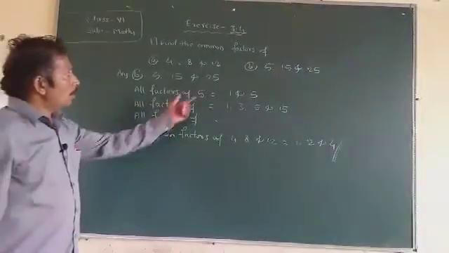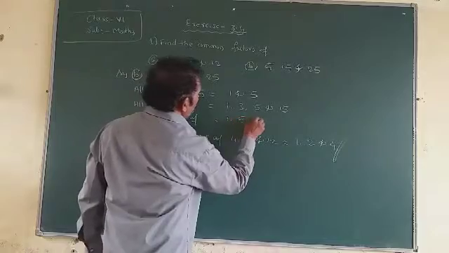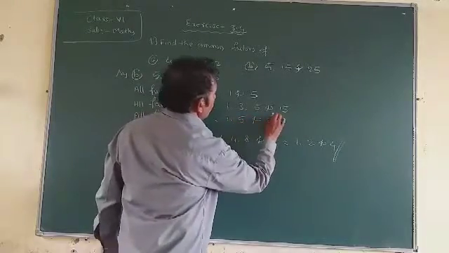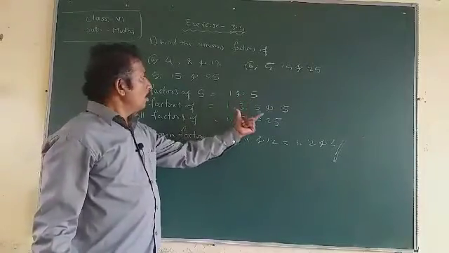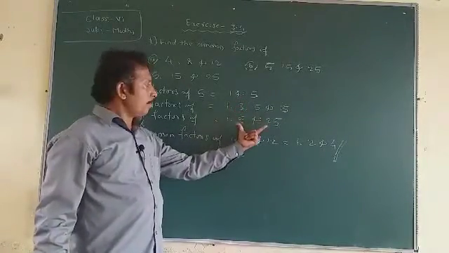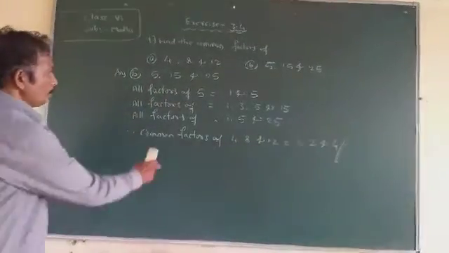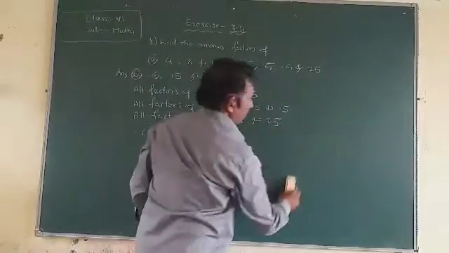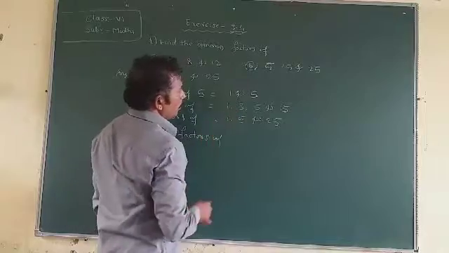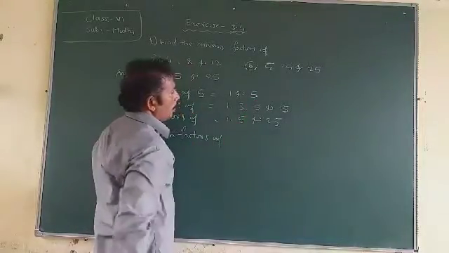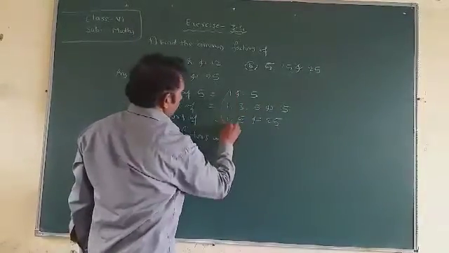Similarly, what are the factors of 25? Yes, 1, 5 and 25. These are the factors of 5, these are the factors of 15, and these are the factors of 25. Now find what are the common factors. In all the three lists, 1 is common and 5 is common. Therefore 1 and 5 are the common factors. Circle them.